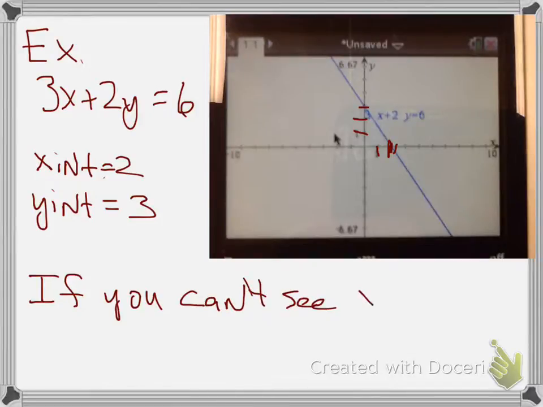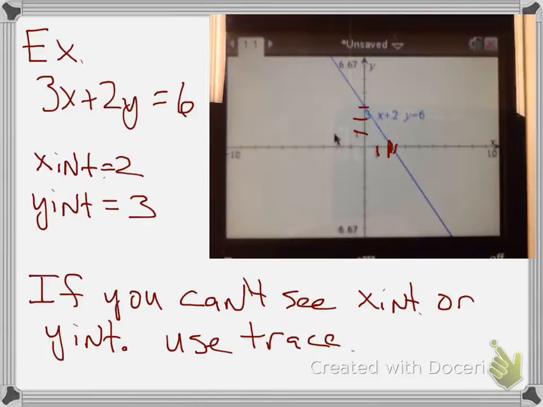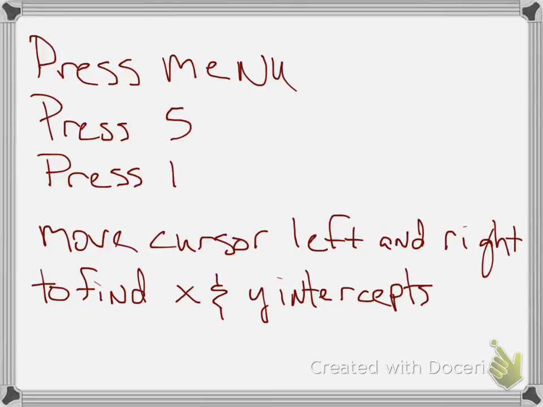If you can't see the x or y intercepts, there is a way around that also. Then use the trace. What do you mean, use the trace? Well, here's another set of menu buttons. To use trace, press menu, then press 5, press 1, and move your cursor to the left or to the right. That would help you find the x and y intercepts. You might want to pause here to copy this down.